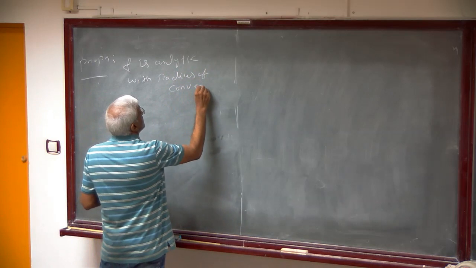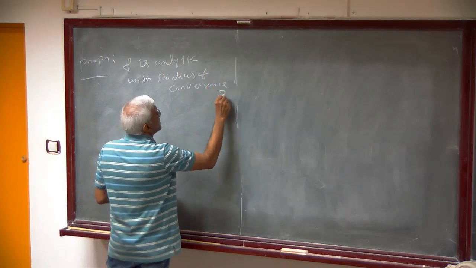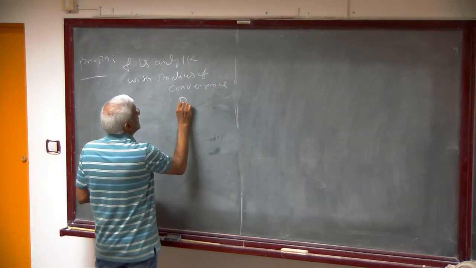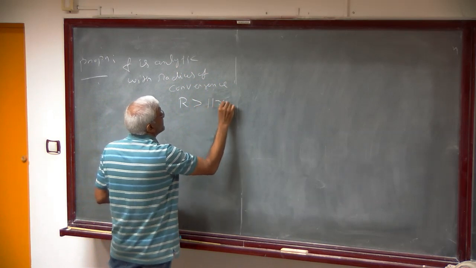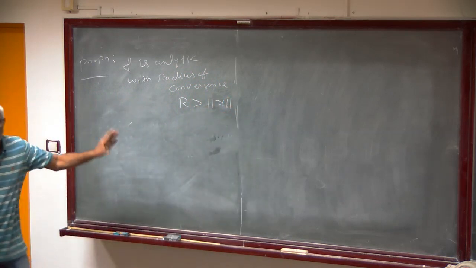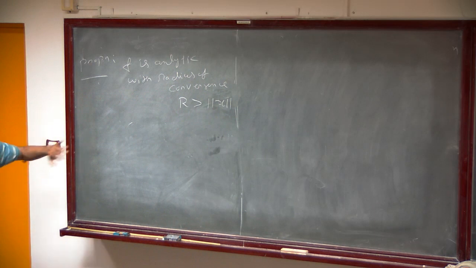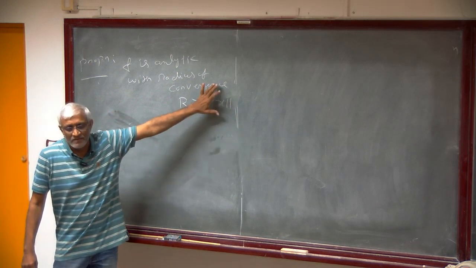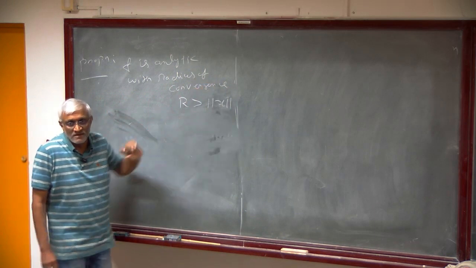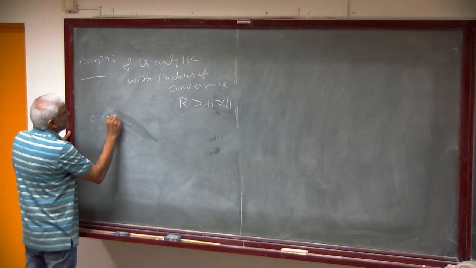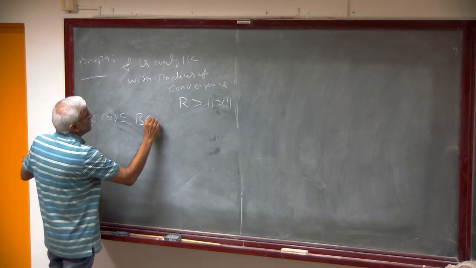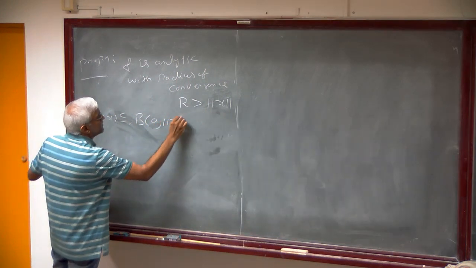Radius of convergence R, which is strictly greater than norm x. Okay, so the spectrum will be contained in the closed ball with norm x. We have sigma x is contained in the closed ball B of 0, norm x.